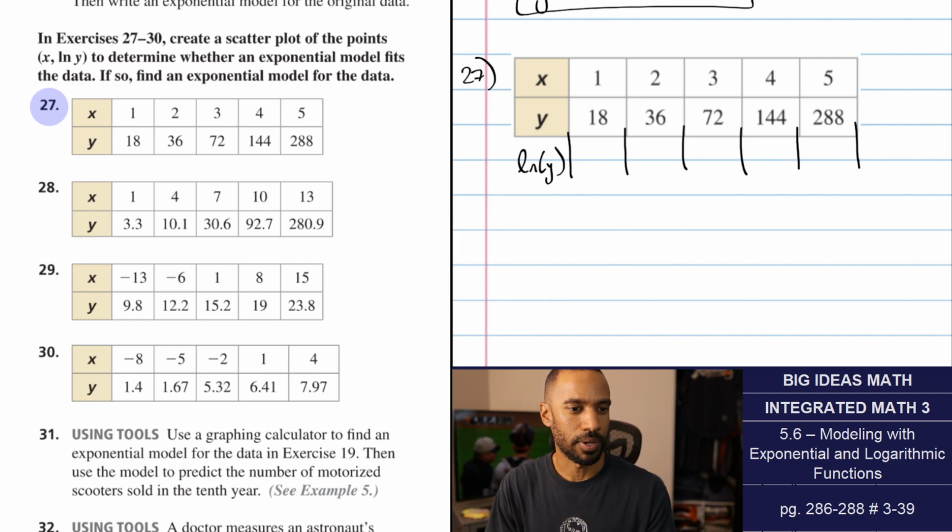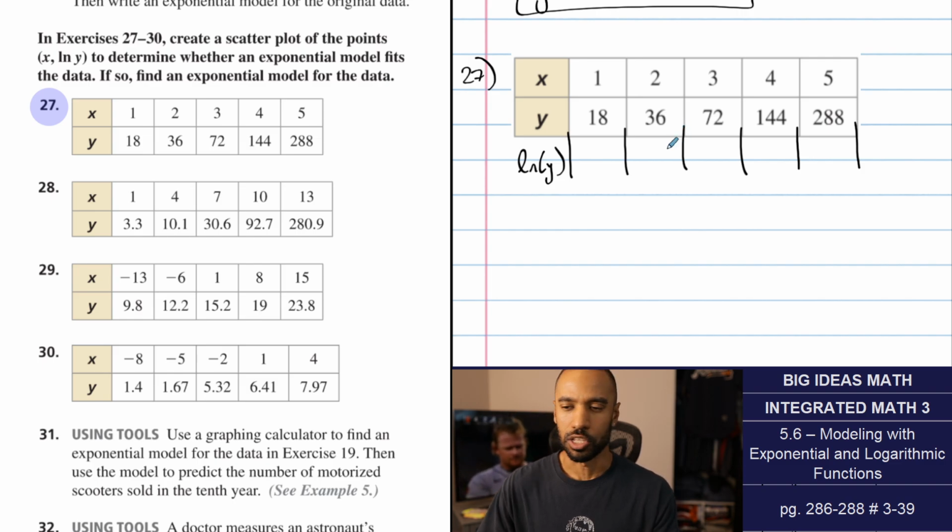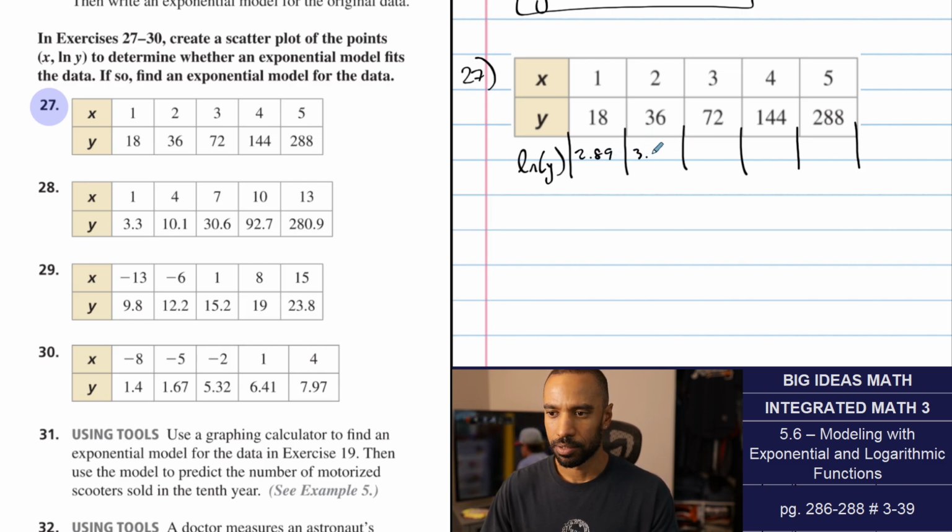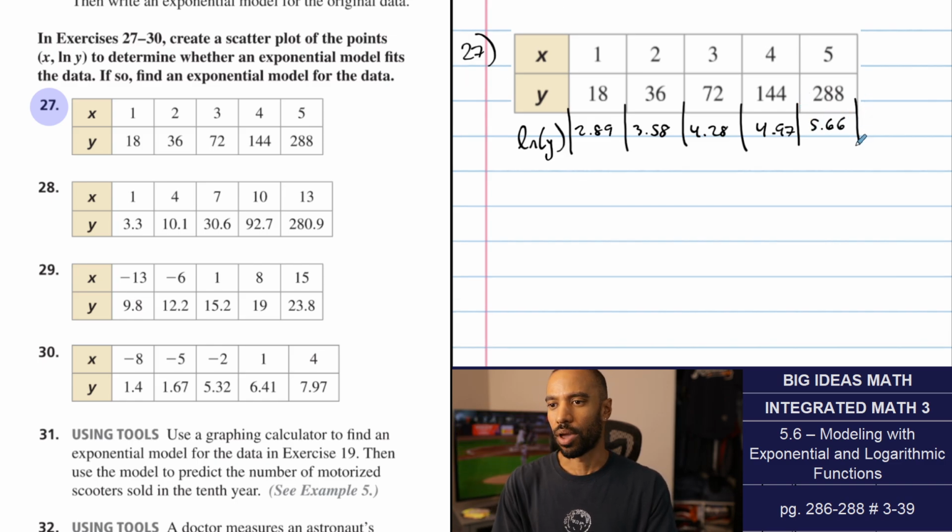So natural log of y, we need natural log of 18, natural log of 36, 72, 144, and 288. So for the first 4, I'm getting, and these are rounded, 2.89. I think that's part of the problem. These are rounded, right? 3.58, 4.28, 4.97, and natural log of 288, 5.66.